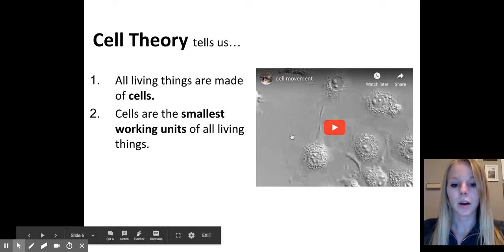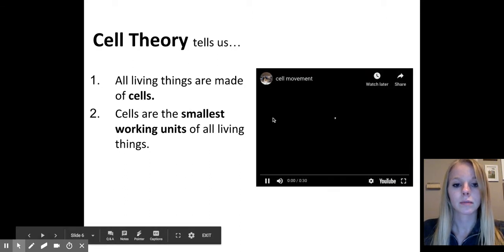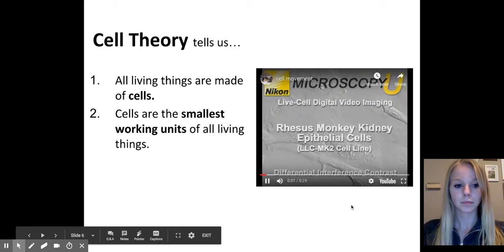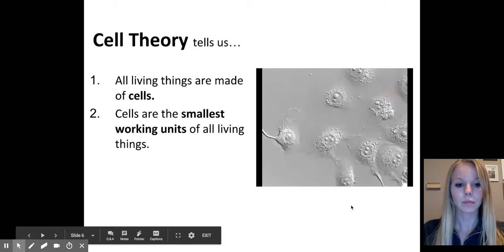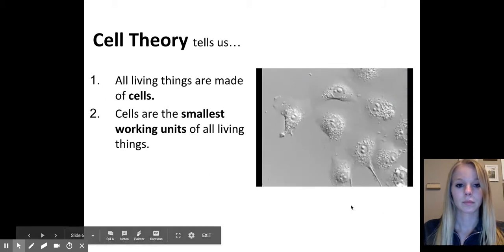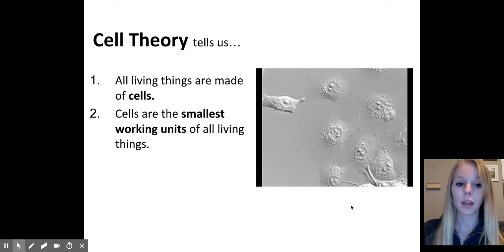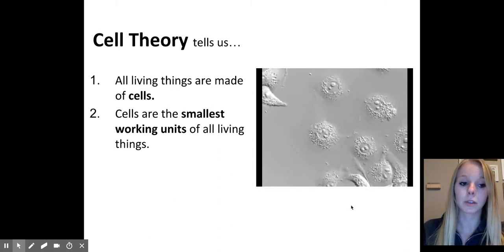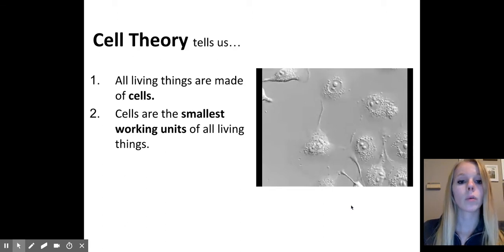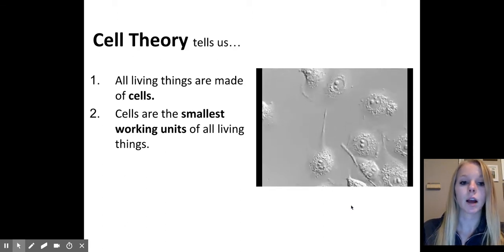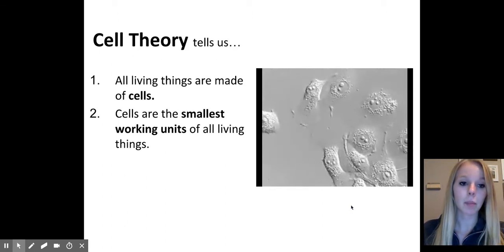Check out this video taken with an electron microscope of cells in action. So these are actual images of cells moving and going around in real time. So this is all footage that's being taken in real time. It hasn't been sped up or slowed down.